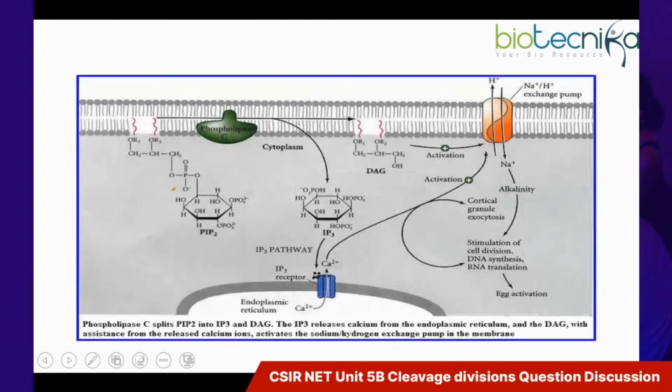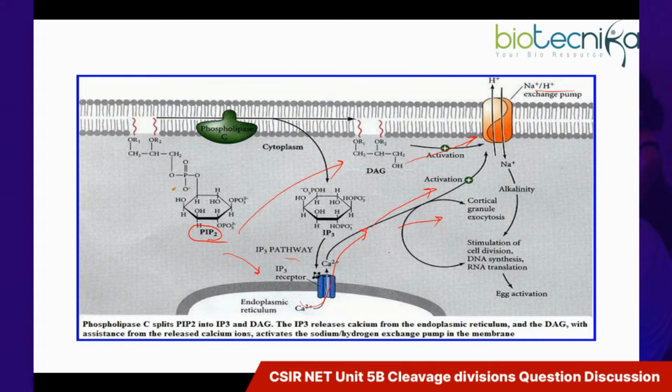Okay. So as we have already seen the signaling process, which happens after the sperm has fertilized the egg, we have the PIP2, which is cleaved into IP3 and DAG. DAG goes and activates the sodium proton pump. IP3 takes out calcium from the endoplasmic reticulum, and that in turn activates the cortical granule exocytosis and also leads to the egg activation indirectly.